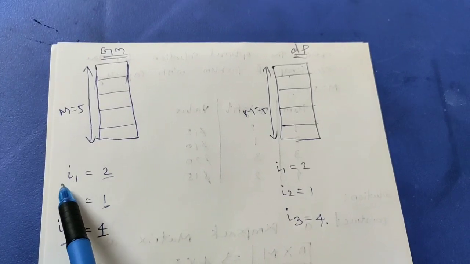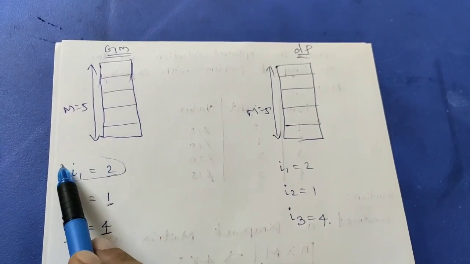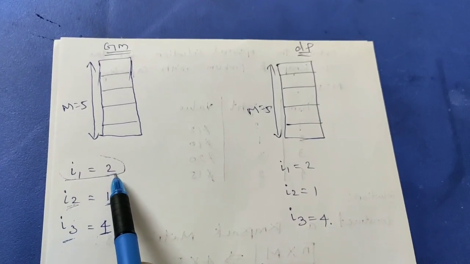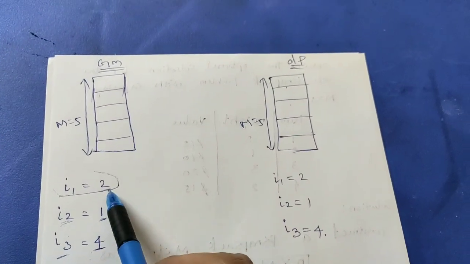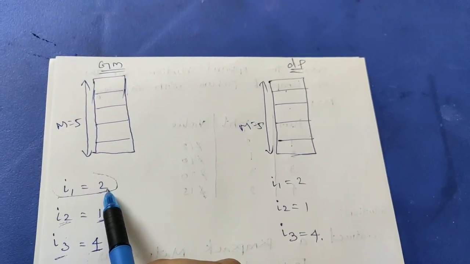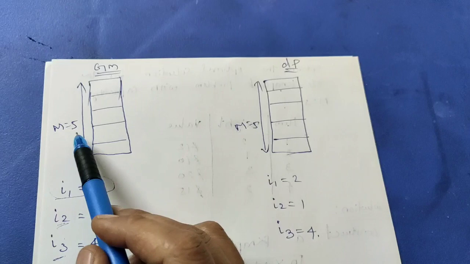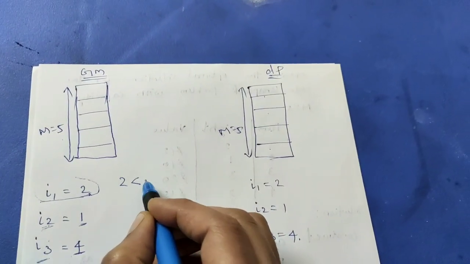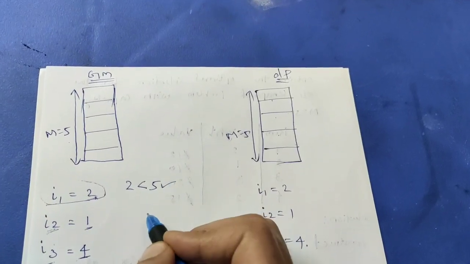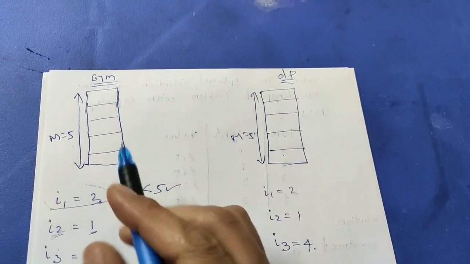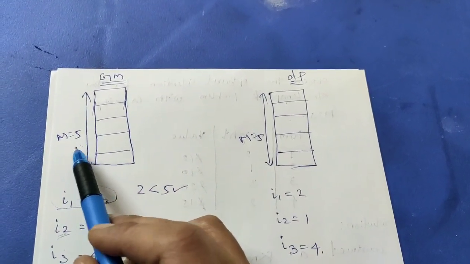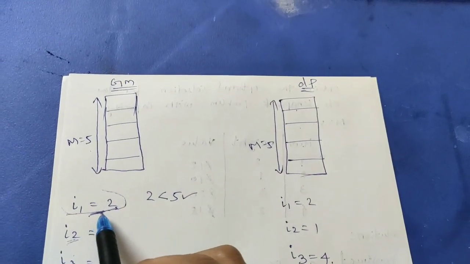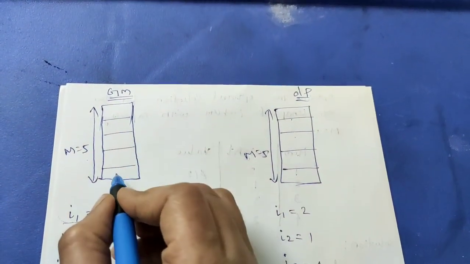So I am just going to process the first item, that is I1, with the weight 2. I am checking, what is the weight of the first item? 2. What is the capacity of the knapsack? 5. So 2 is less than 5. So it is not exceeding the maximum capacity of the knapsack, that is 5. So I can place item 1 completely into the knapsack.